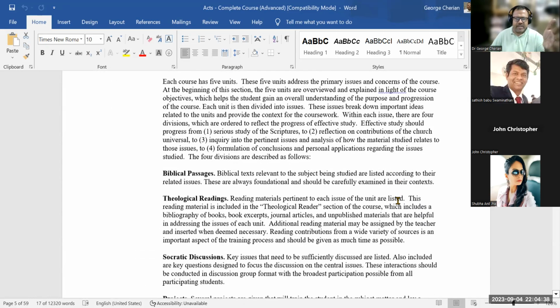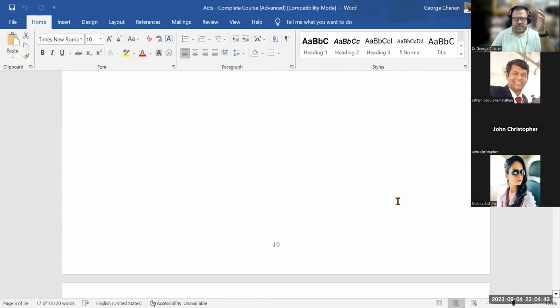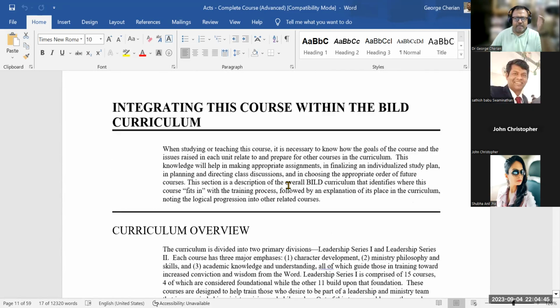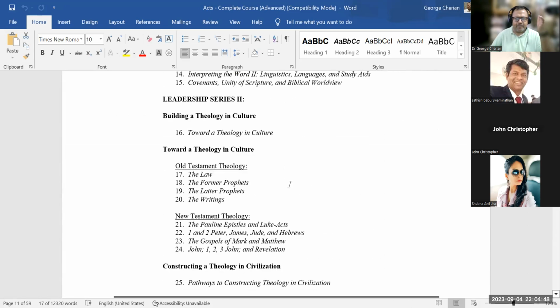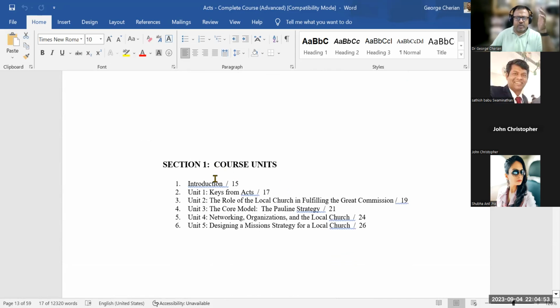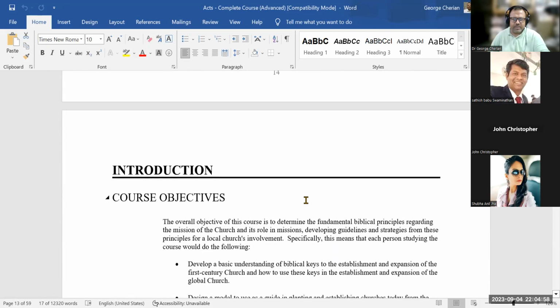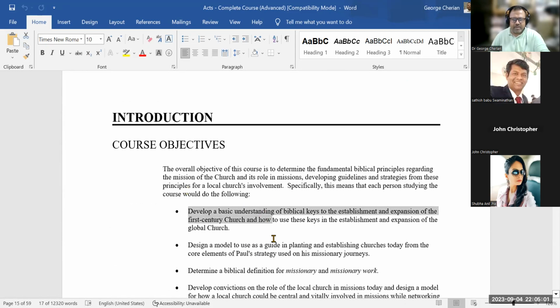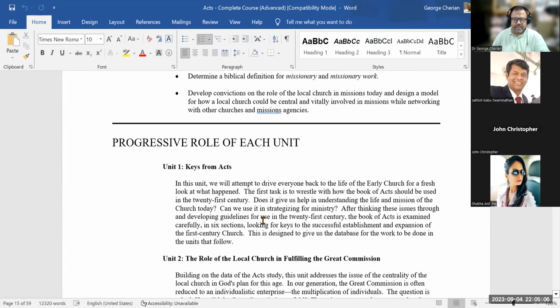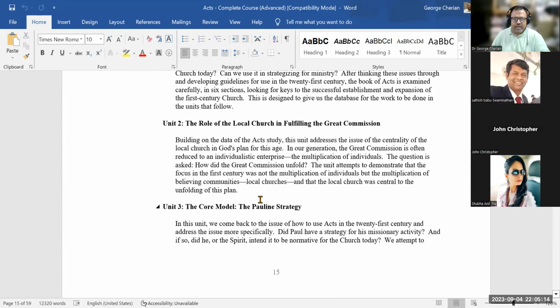These things are basically general stuff that you can read because it will make you understand how the course works. But for us, as far as our concern today is, course 1, introduction, keys from Acts, role of the local church. These are our 5 units. This is the core objective: developing a model, deciding a model, determining a biblical definition. So all of the core ideas are there. The progression of the unit, a summary of what you should know from the unit once you finish the program. So we are in this one, role of the local church.